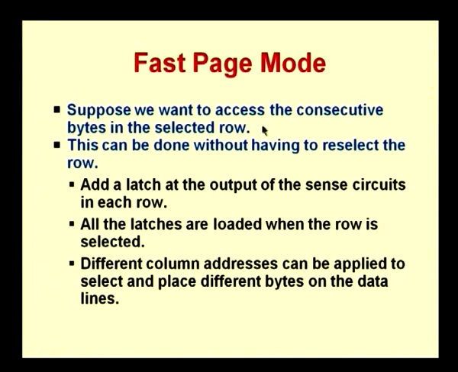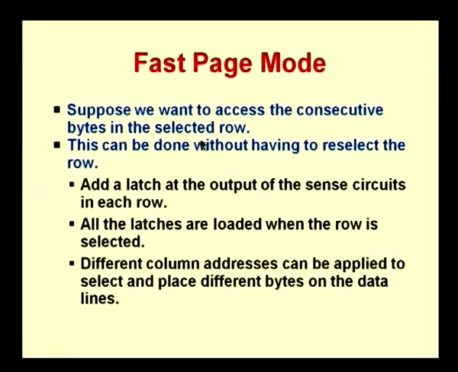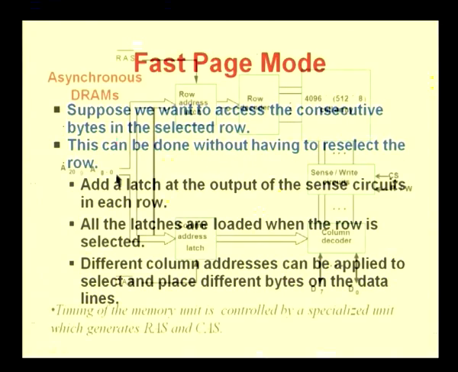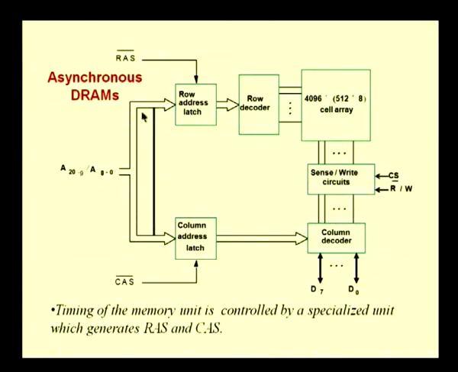So, we have something called a fast page mode that is normally supported on most DRAM devices. What we have in a fast page mode is essentially this. Let us say we want to access the consecutive bytes in the selected row. This can be done without having to reselect the row, as we saw here. We know that we first have to select a row and then select the column, and then whatever data is there in that particular column is accessed.